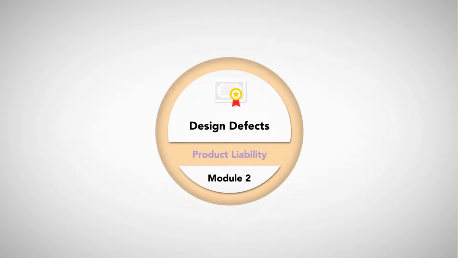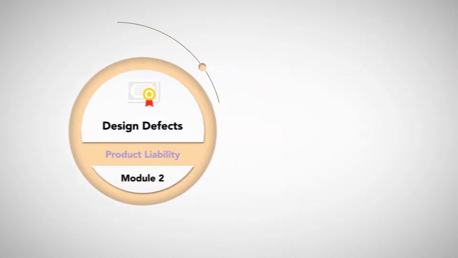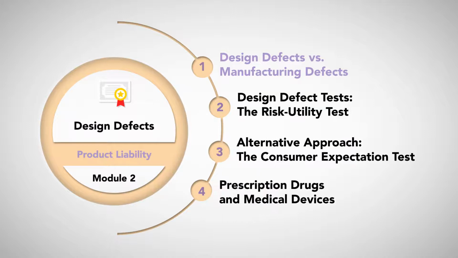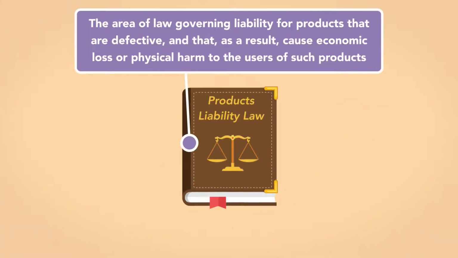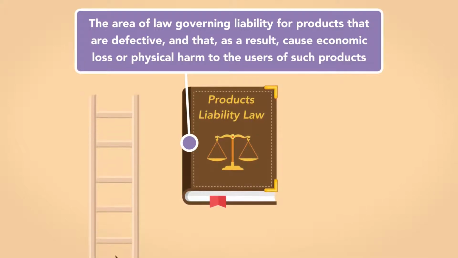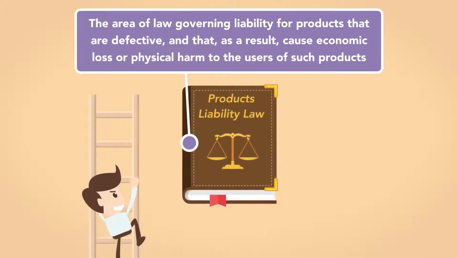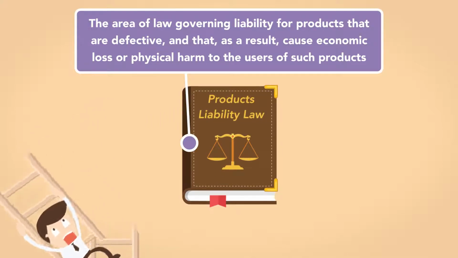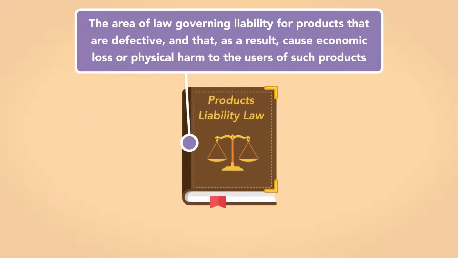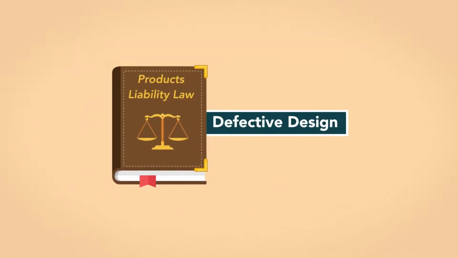Module 2. Design Defects. Design defects versus manufacturing defects. Product liability is the area of law governing liability for products that are defective and that, as a result, cause economic loss or physical harm to the users of such products. Defective design is an important subset of products liability law.